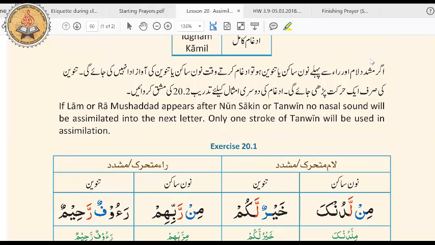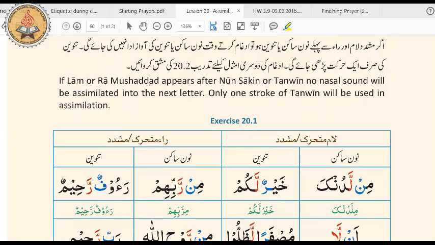Okay, so for example, it said here if a lam or ra mushaddad, so I'll highlight this mushaddad. So we've got a lam here and it's got a shadda on top of it, the W-like sign. Now it said here if a lam or a ra mushaddad, in this case a lam mushaddad, appears after noon sakin. Now you can see this noon has been highlighted in blue. You can see the noon has a sukoon sign on top of it. So this lam mushaddad appears after a sakin letter, which happens to be a noon sakin.